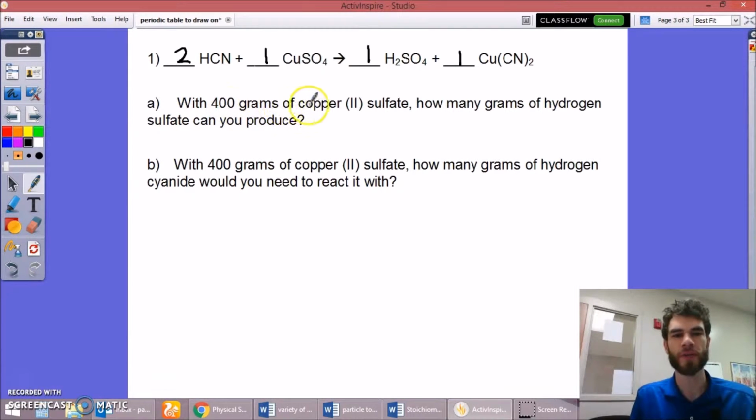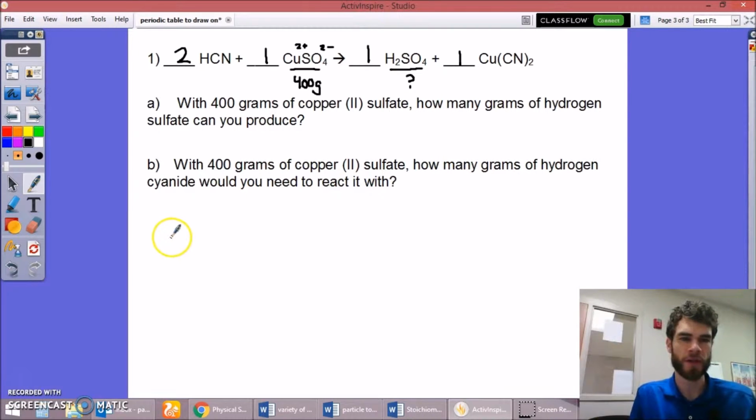Now that that reaction is balanced, we can look at this first question, A. It says with 400 grams of copper 2 sulfate, okay, what compound is copper 2 sulfate? Well, here's copper and here's sulfate. Sulfate takes a 2 negative charge, which means that copper has to be providing it with those 2 electrons, and that's why it's copper 2. So there's copper 2 sulfate. How many grams of hydrogen sulfate can you produce? So there's hydrogen sulfate. How many grams of this one can you make if you start with 400 grams of this one, copper 2 sulfate?